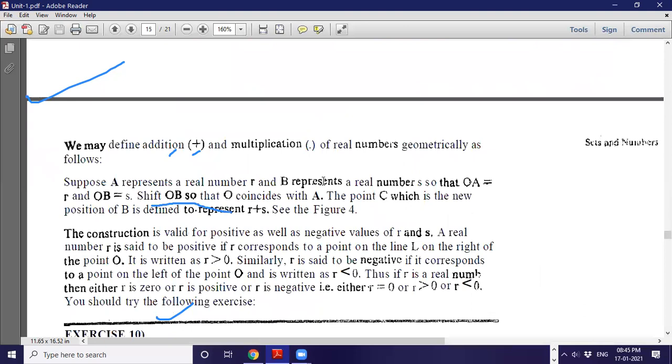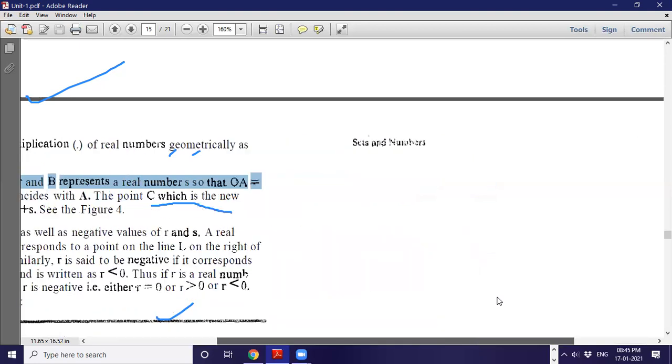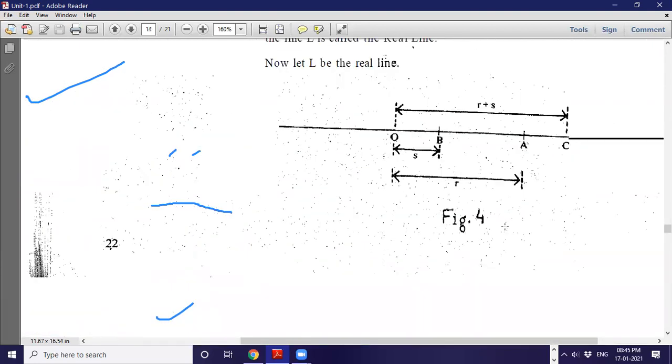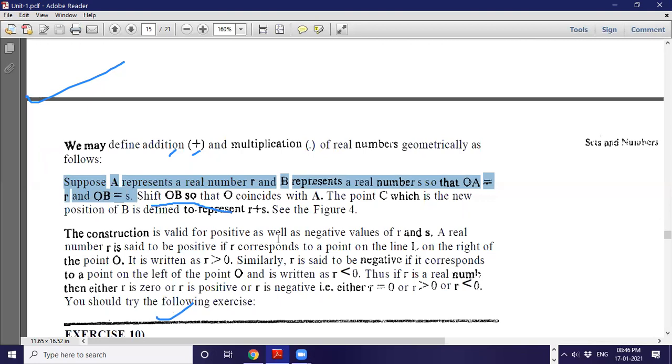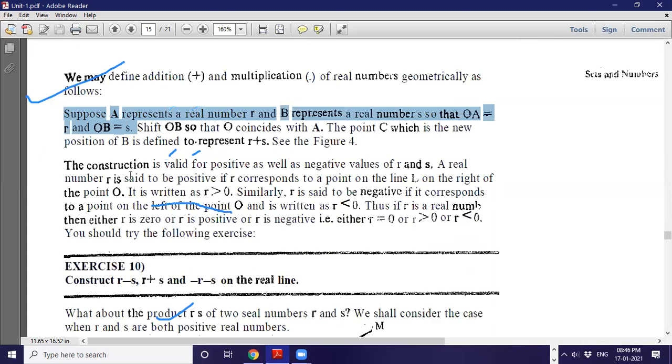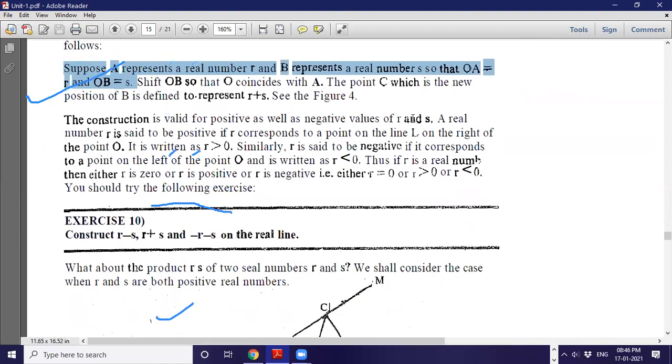We may define addition and multiplication of real numbers geometrically. Suppose A represents a real number R and B represents a real number S, so that OA is equal to R, OB is equal to S. In the above diagram you can see OA is equal to R, OB is equal to S. Then obviously OC is equal to R plus S, AC is equal to OB. Then the point C, which is the new position of B, is defined with respect to R plus S. The construction is valid for positive as well as negative values of R and S.